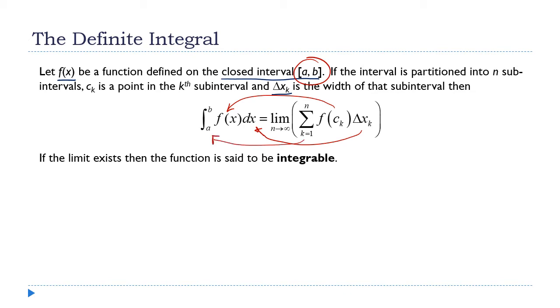The individual function values are replaced by the function itself, and the sum is replaced by the integral symbol. In fact, historically, the integral symbol was a stretched out S, which is why it was used to represent the infinite sum, in contrast to the Greek sigma that we use for the finite sum. And then we have just a new word to describe this. If the limit exists, then the function itself, f of x, is said to be integrable.